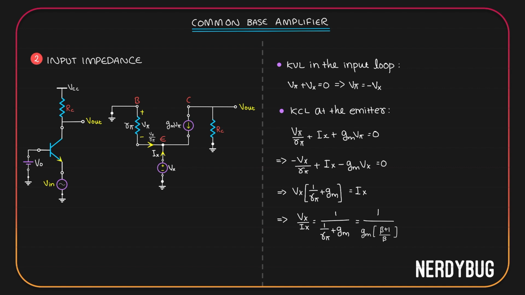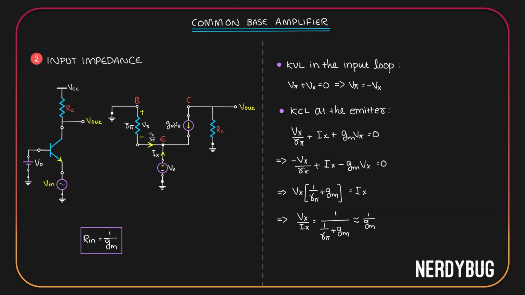Now, this is something we have done multiple times. Beta is supposed to be a large number. For example, if you take beta as 125, then beta plus 1 by beta is 126 divided by 125, which is approximately equal to 1. So, this whole thing can be approximated to just 1 by Gm multiplied by 1, which is 1 by Gm. So we can say Vx by Ix is approximately equal to 1 by Gm. Vx by Ix gives us our input impedance. So the input impedance of this circuit is 1 by Gm.